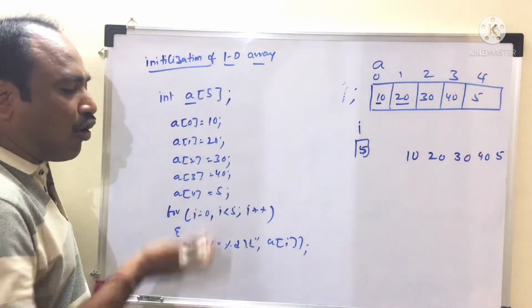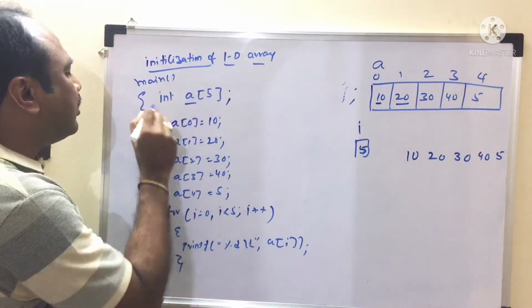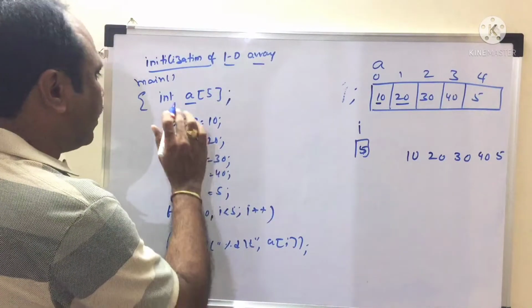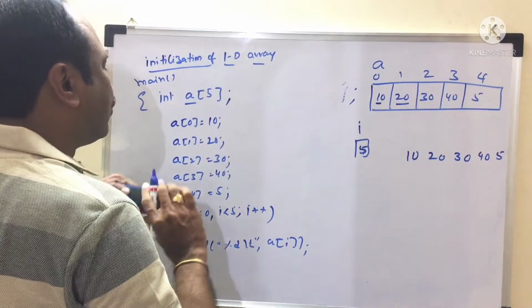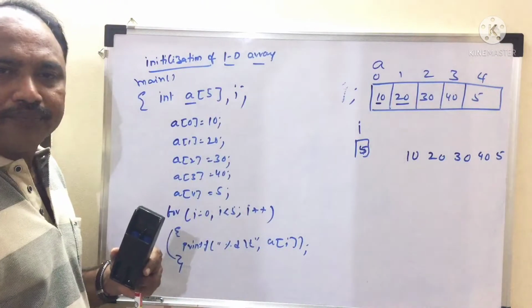So I have to write the program. Do one thing, add main here, main start. Okay, for loop end, main end. We are using an array and we are using the variable i also. Please take i into a[i], comma i.